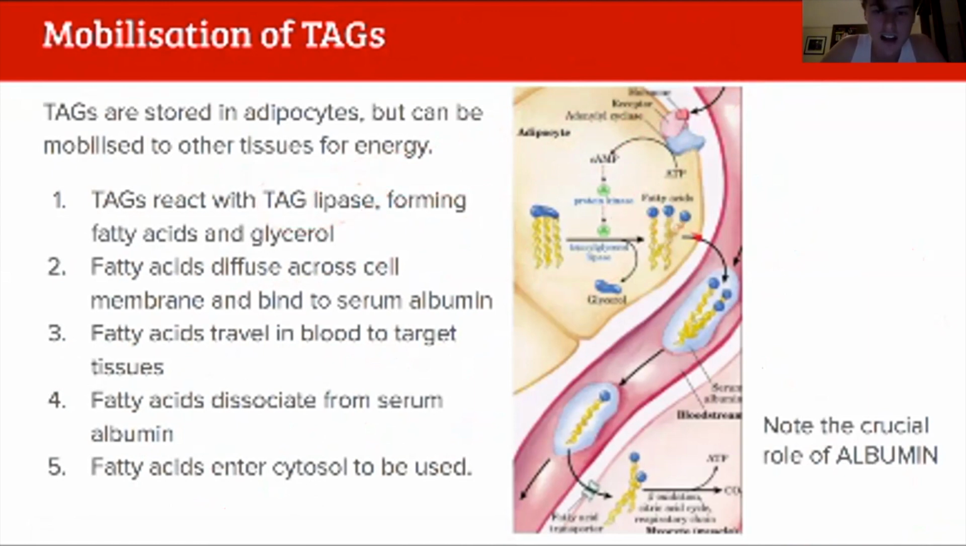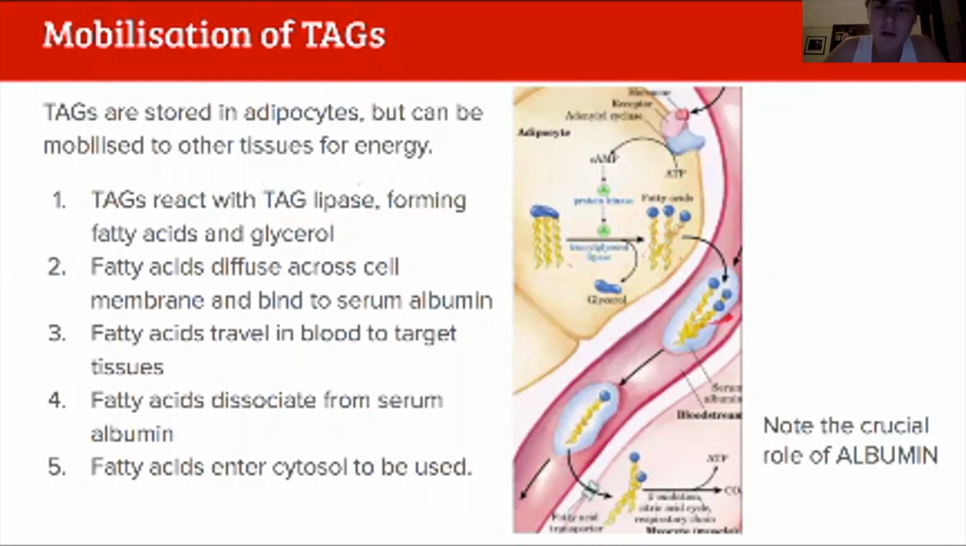So the triacylglycerol lipase, which you can also see here on the diagram, breaks down the tags into fatty acids, which you can see here, and glycerol here. Now those fatty acids, as you know, are very non-polar. They diffuse across the adipocyte membrane very easily. But if they just went straight into your blood, well, blood's aqueous, they would just clump together because they're non-polar. So the non-polars like each other.